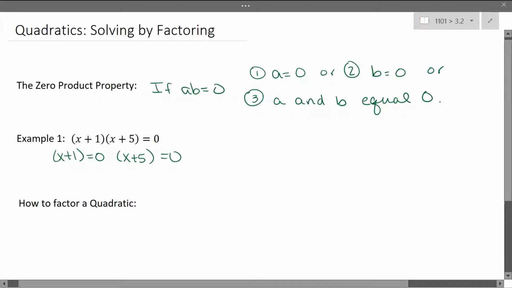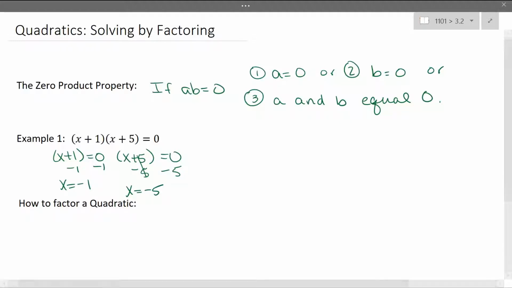So x plus 1 equals 0, we subtract 1, and we get x equals negative 1. With x plus 5 equals 0, we subtract 5, and we get x equals negative 5. So our solutions are x equals negative 1 or x equals negative 5.